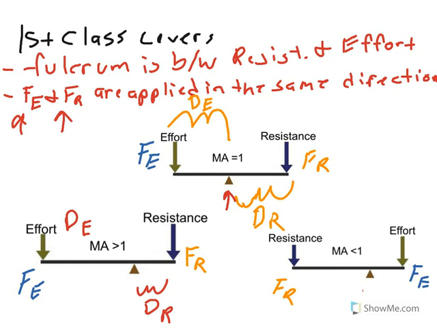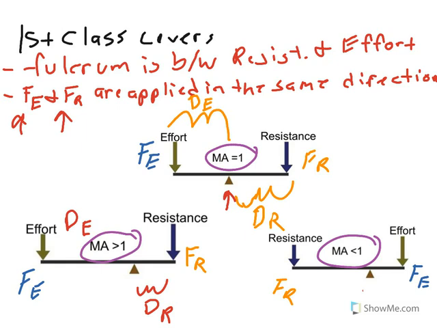First-class levers are also the only type of levers that can have a mechanical advantage of 1, greater than 1, and less than 1. And if you remember our definition of mechanical advantage, if it has a mechanical advantage of 1, for all the force I'm putting into the machine, or the lever in this case, I get the same amount of force out into my resistance.